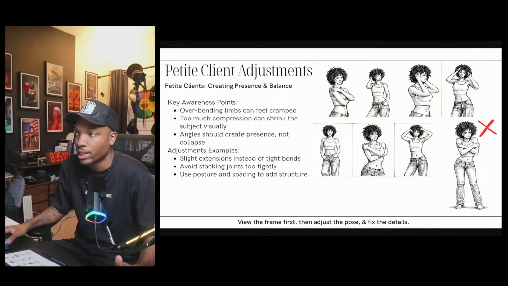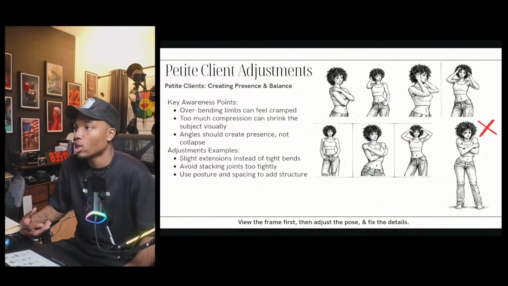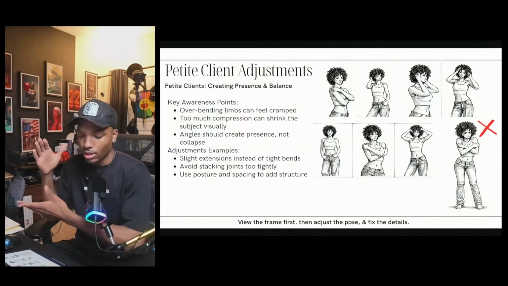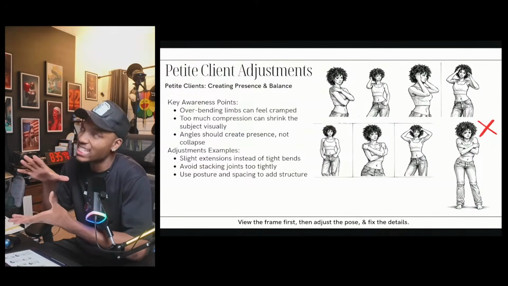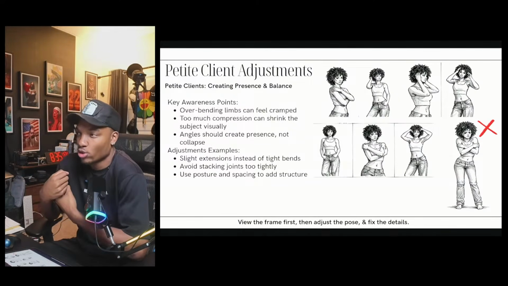They take up a lot less of the frame. So they have to do poses that create that balance to help them fill the frame, if that makes sense. So things to avoid would be over-bending the limbs to where they feel more cramped or they're too cramped up.